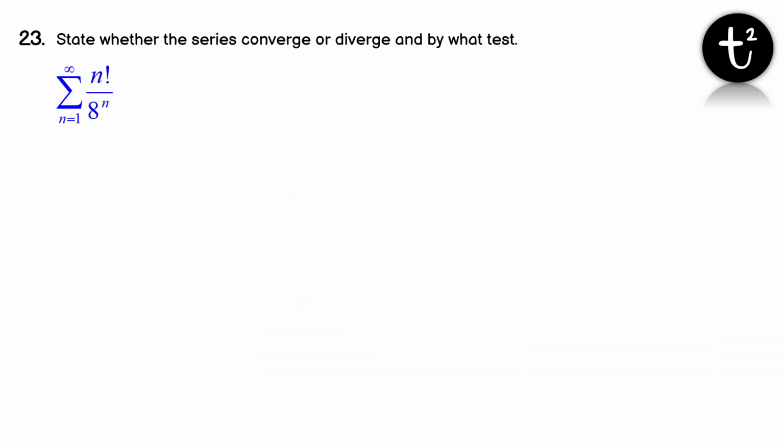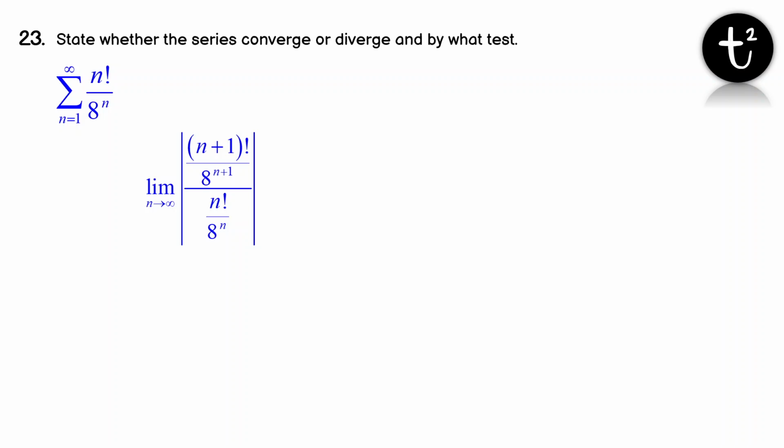Number 23, we have the sum as n goes from 1 to infinity of n factorial divided by 8 to the power n. We said that anytime you deal with a series that has either factorials or power towers, that means n is part of the base number and part of the exponent, you're probably best off trying the ratio test first. So I will set up the limit as n goes to infinity of a sub n plus 1 divided by a sub n. In this case, the limit as n goes to infinity of n plus 1 factorial divided by 8 raised to the power n plus 1, quantity divided by n factorial over 8 to the power n.